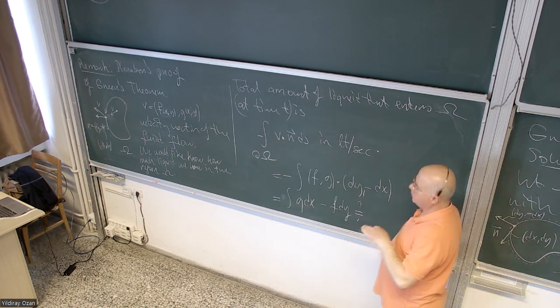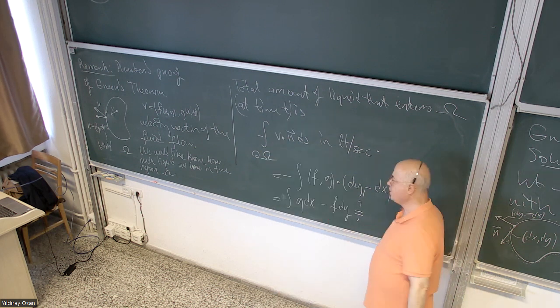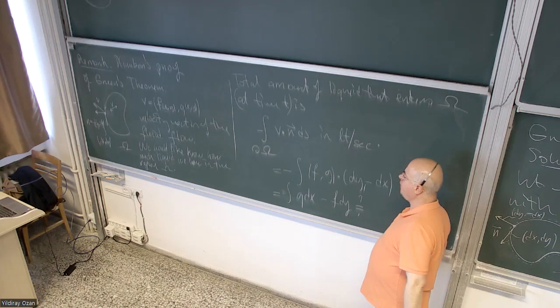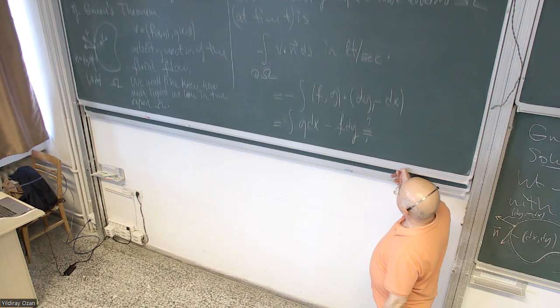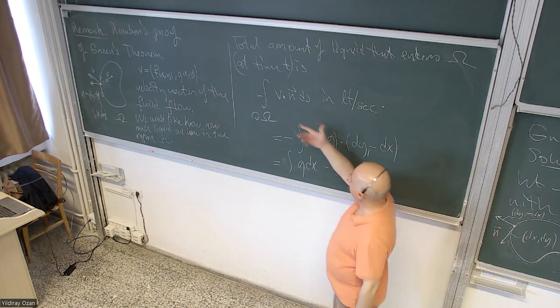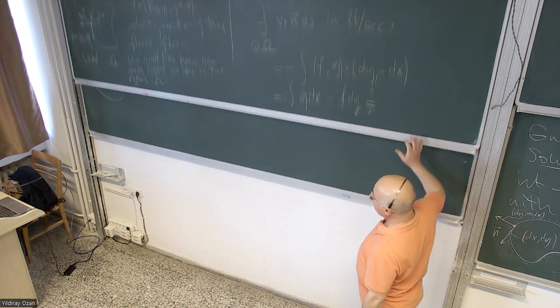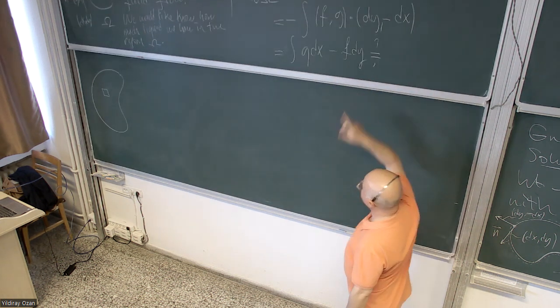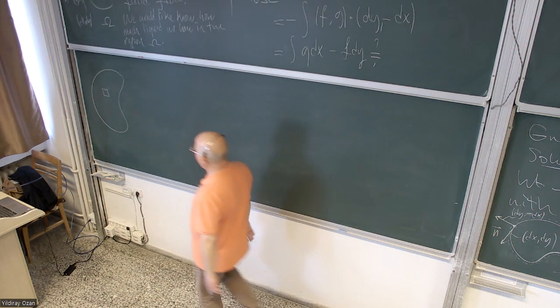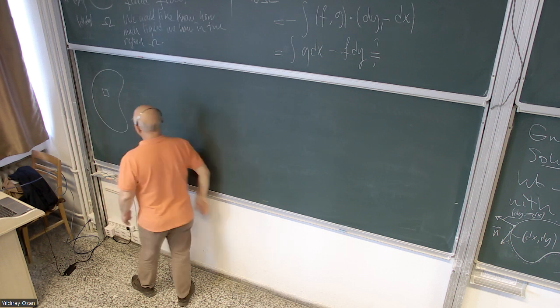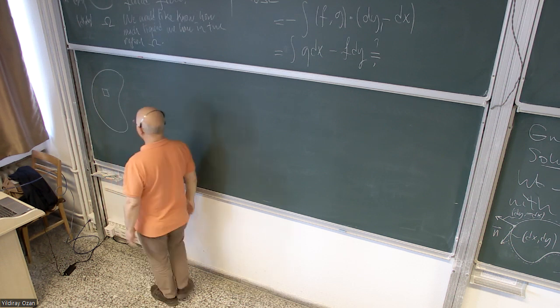Okay. Our flow is constant, it does not depend on time. I mean, it is time independent. But every second, this much liquid goes inside the region. How can I compute that number in a different way? I can compute it this way.